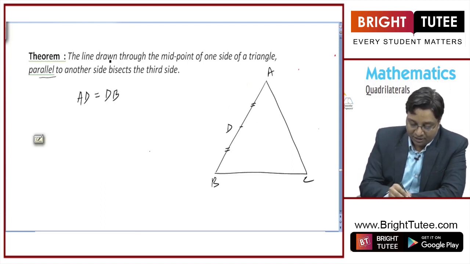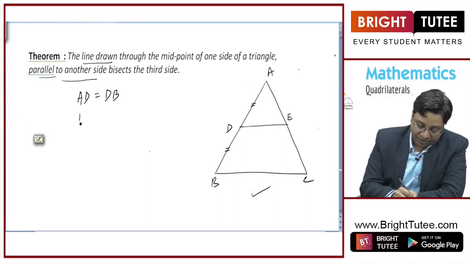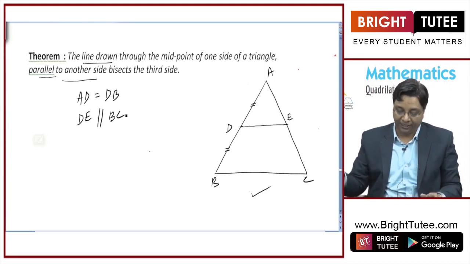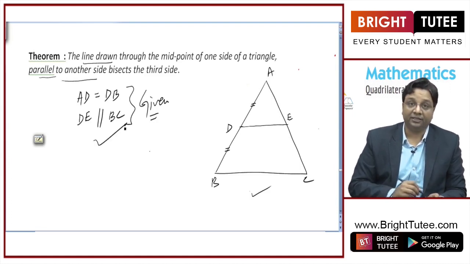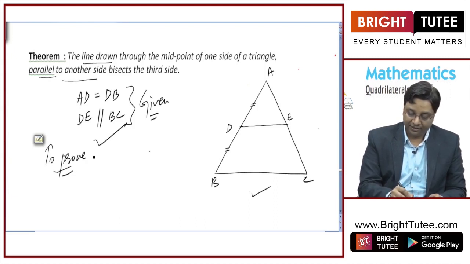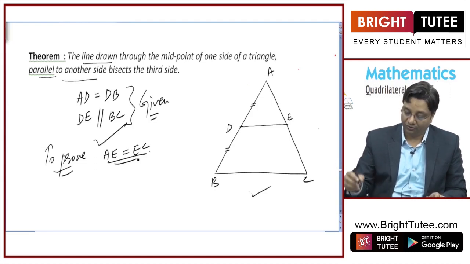Another thing that is given is I need to draw a line parallel to the third side. So I am drawing parallel to BC here. So now if I take this point E, DE is parallel to BC. Okay, so these two things are given, and based on these two things I need to prove that AE is equal to EC, right? So this will be the converse of the theorem that we just proved.